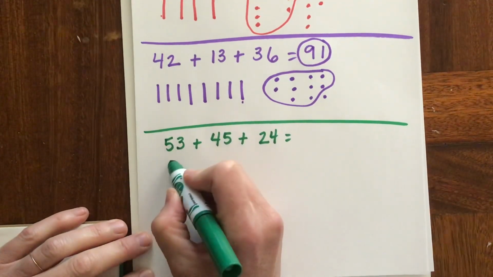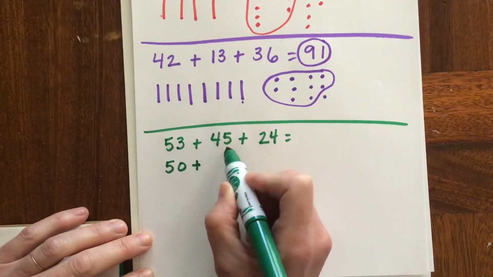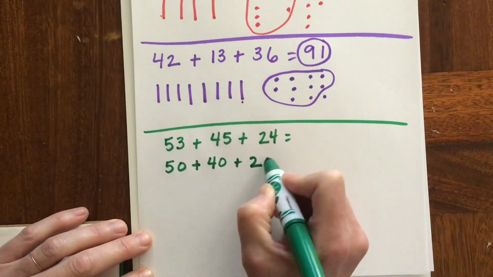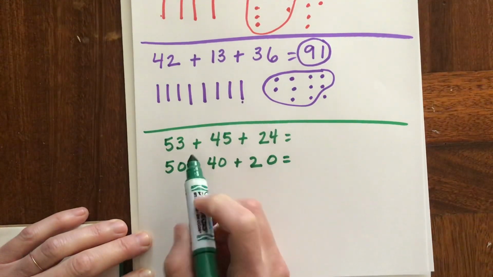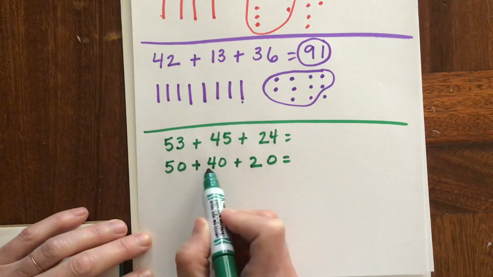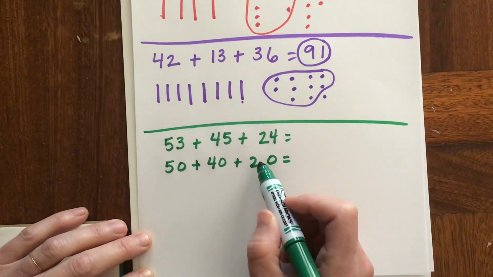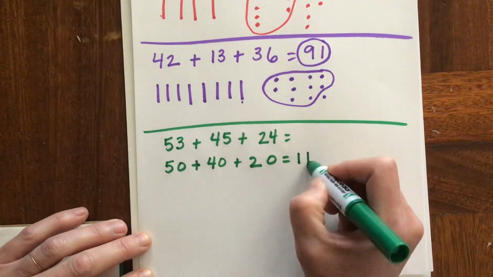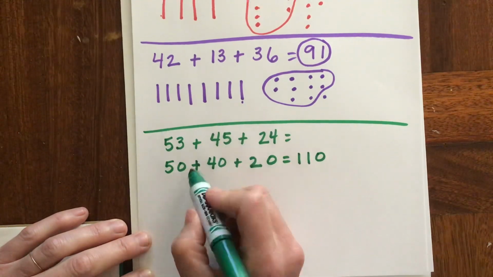Okay, so 53 has 50, plus 45 is 40, 24 is 20. So I put my tens together, right? So 50 plus 40, well, 5 plus 4 is 9. So I know 50 plus 40 is 90, plus another 20. Well, 90 plus 10 is 100, and 100 plus 10 is 110. So 110. Then I'm going to go to my ones.